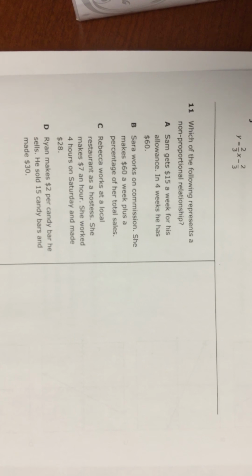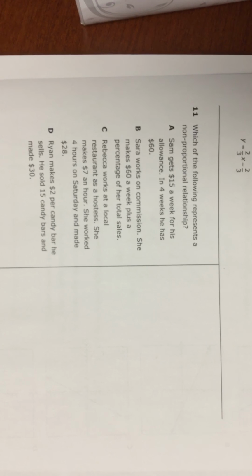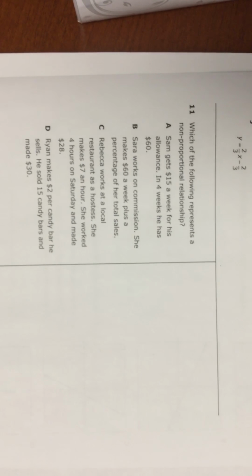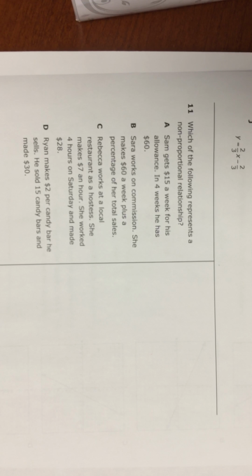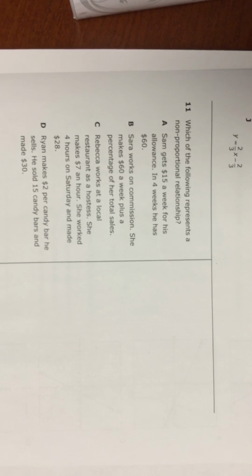11. Which of the following represents a non-proportional relationship? A. Sam gets $15 a week for his allowance. In 4 weeks, he has $60. B. Sarah works on commission. She makes $60 a week plus a percentage of her sales.